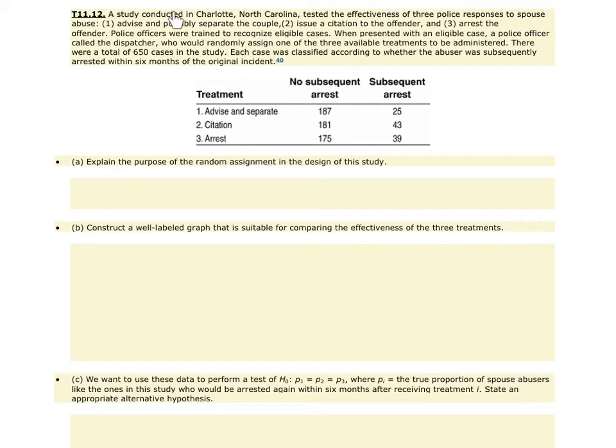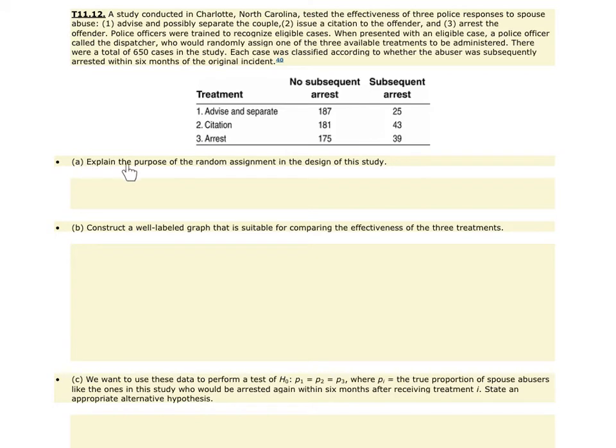Number 12. A study conducted in Charlotte, North Carolina tested the effectiveness of these 3 police responses to spouse abuse. First, advise and possibly separate the couple. 2, issue a citation to the offender. 3, arrest the offender. Police officers are trained to recognize eligible cases. When presented with an eligible case, a police officer called the dispatcher, who would randomly assign one of the 3 available treatments to be administered. There were a total of 650 cases in the study. Each case was classified according to whether the abuser was subsequently arrested within 6 months of the original incident. So what we're seeing here is a contingency table of treatment and subsequent arrest record.